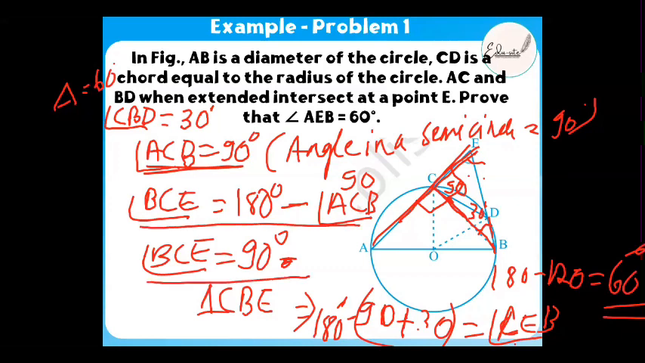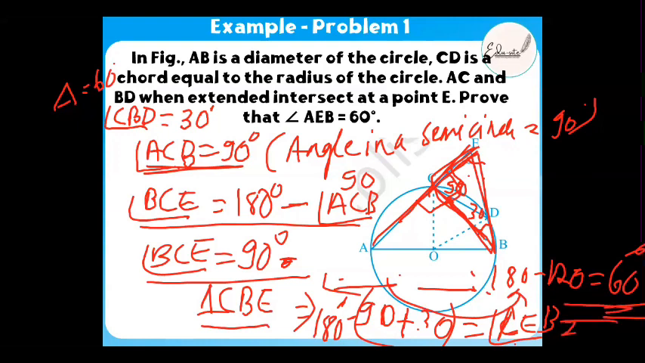So it is 180 degrees minus 90 degrees. ECB is equal to 90 degrees. If we consider the triangle, we have to add up the angles. Angle ECB plus angle CBE plus angle BEC is equal to 180 degrees. So if you add up 90 plus 30 and subtract from 180 degrees, 180 degrees minus 120 degrees is equal to 60 degrees. So CEB or AEB is equal to 60 degrees. That's all.